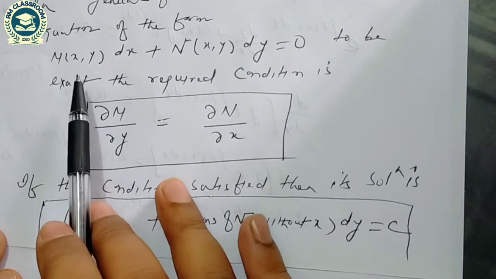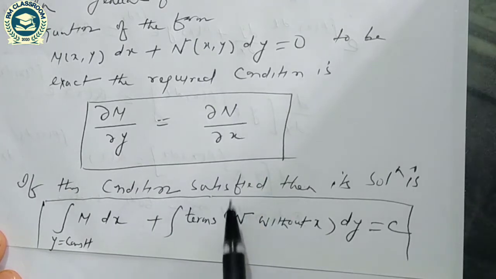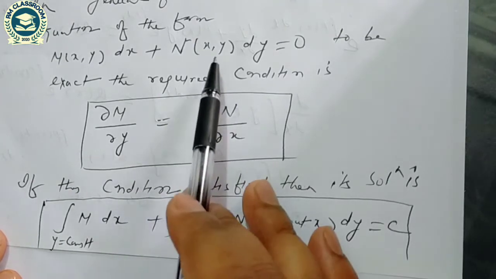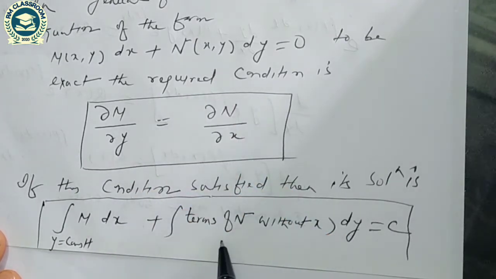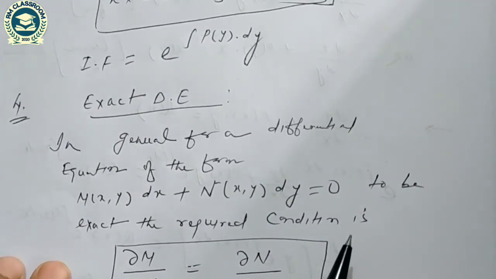Integrate M dx, in which y is taken as a constant, plus the terms of N without x. For the N terms without x, we have to integrate with respect to dy, equal to a constant. So this is our solution of the exact differential equation.